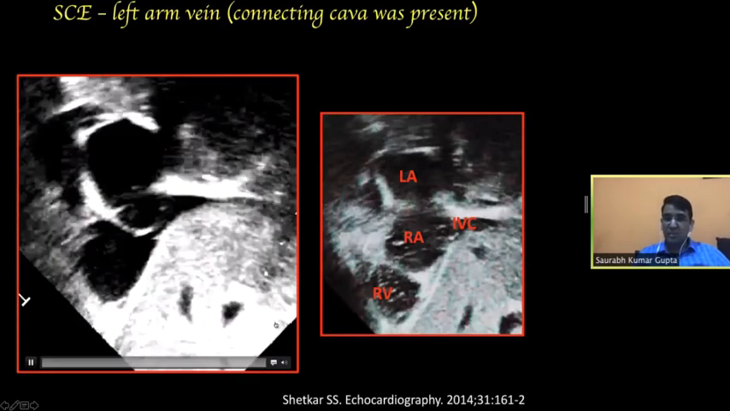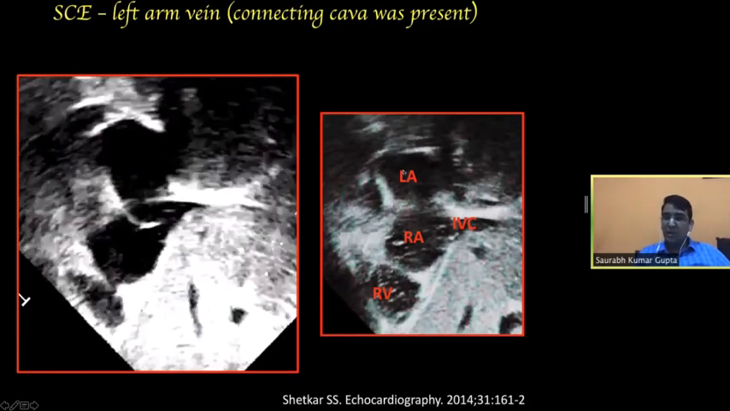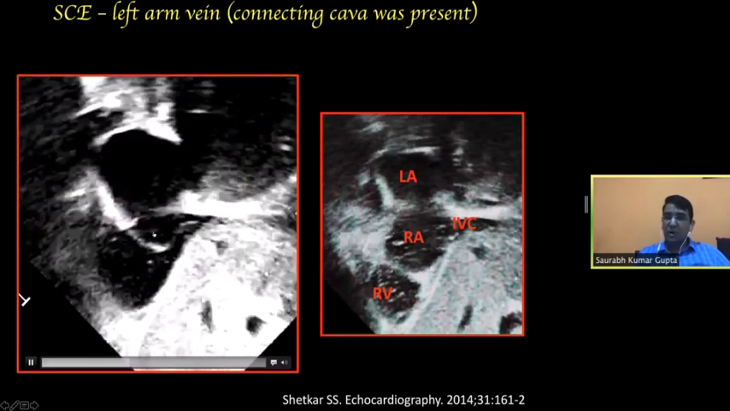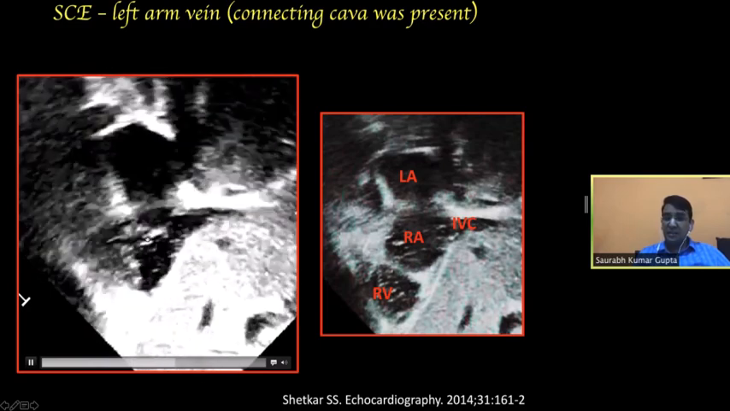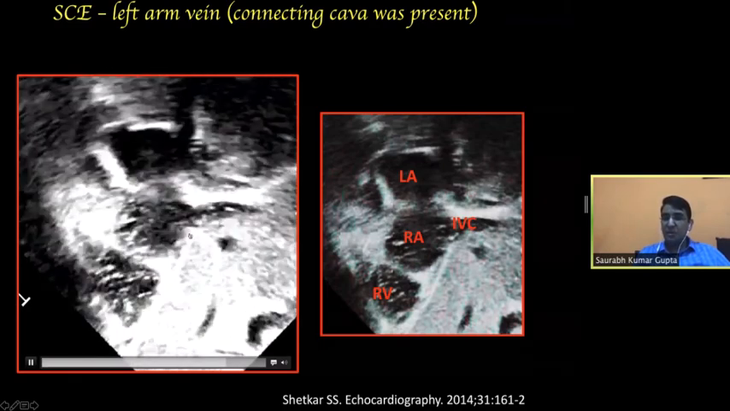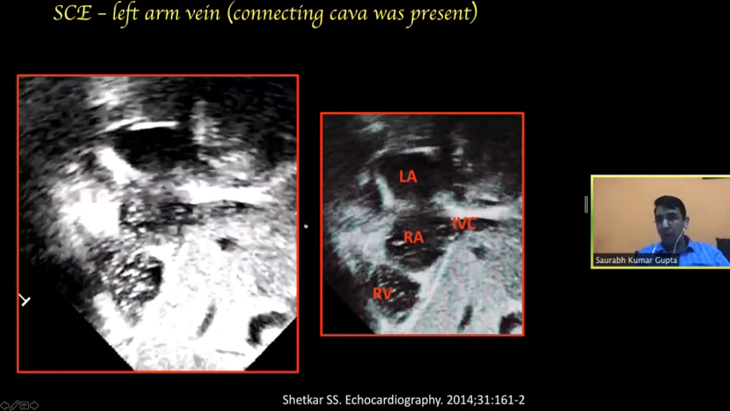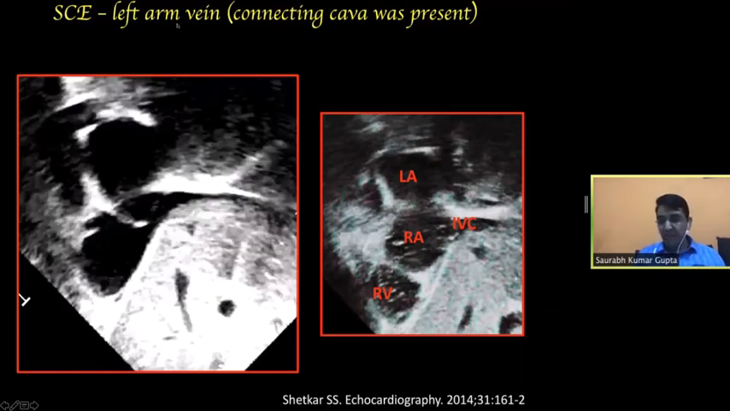So this is the subcostal inverted view. Just for your clarification, these are marked over here. This is the left atrium, which is free from the saline contrast bubbles. This is the right ventricle, and this is the right atrium, and the contrast comes from the IVC. So this injection is made from the lower part. I beg your pardon, it's written by mistake over here.